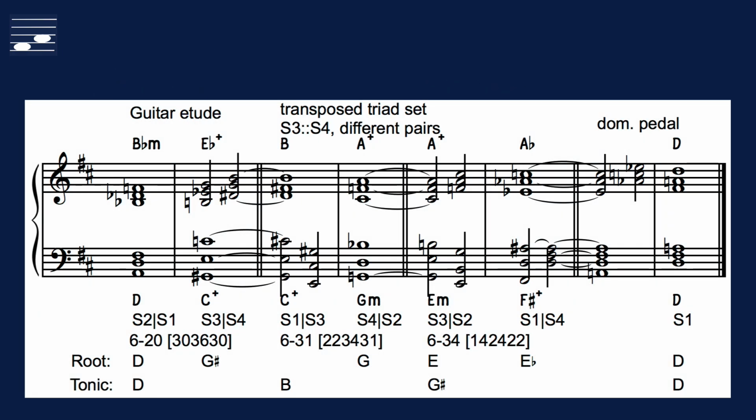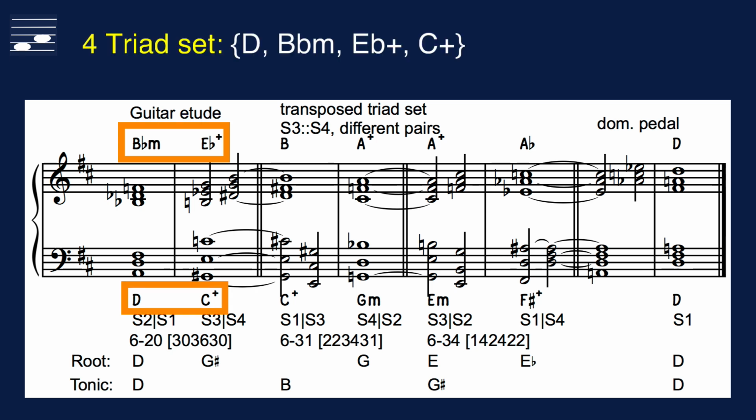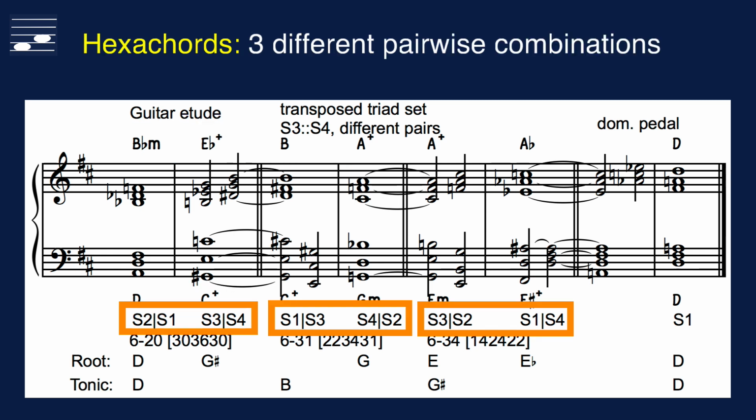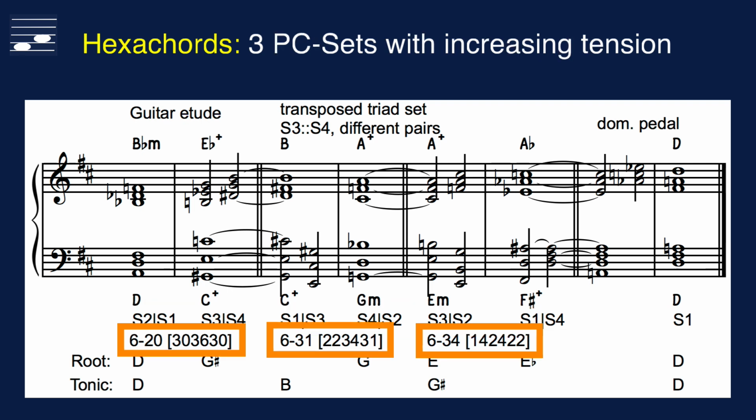Here's the chord progression that I'll use in a short composition, an etude for guitar. We recognize the 4 basic triads. In the polychord continuity, all 3 pairing combinations are used. The pitch class set labels indicate a natural rise in chord tension. The number of dissonant seconds increases from 3 to 4 to 5, while the number of tritones starts at 0 to increase to 2 in the last 2 polychords.